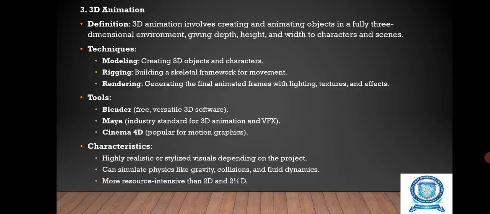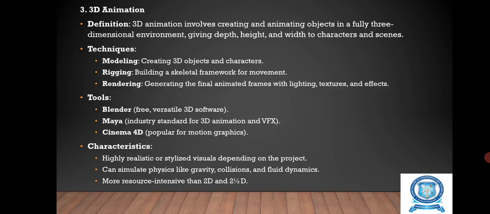3D animation involves creating and animating objects in a fully three-dimensional environment, giving depth, height, and width to characters and scenes. Techniques used here are modeling, rigging, and rendering. Modeling means creating 3D objects and characters. Rigging means building a skeletal framework for the movement, and rendering is generating the final animated frames with lighting, textures, and effects. The tools used are Blender, Maya, and Cinema 4D.